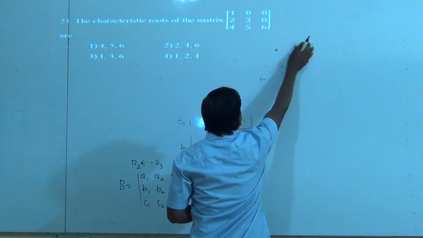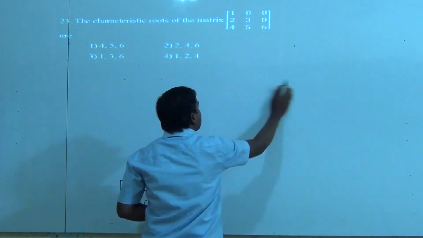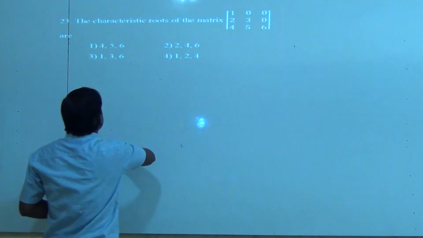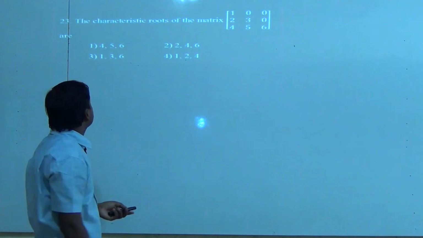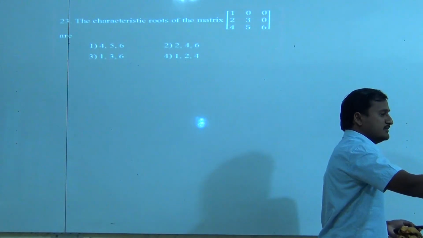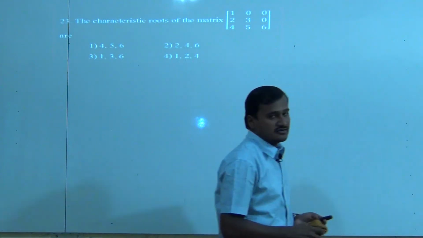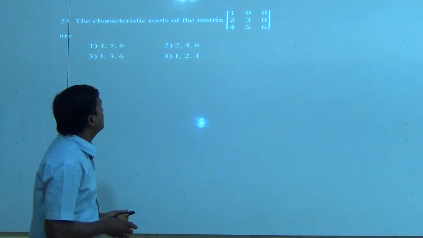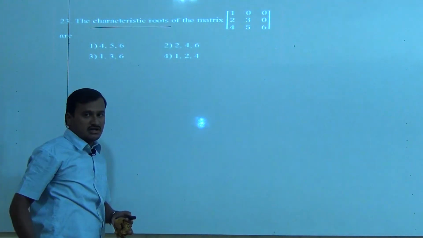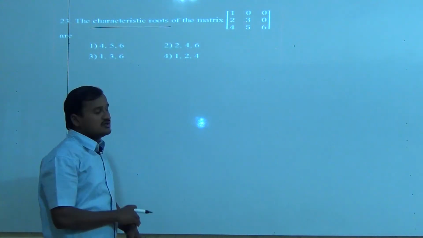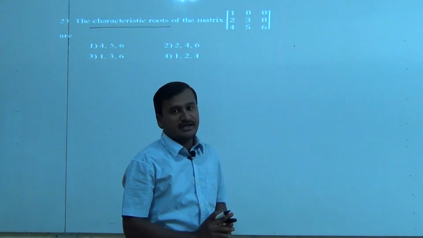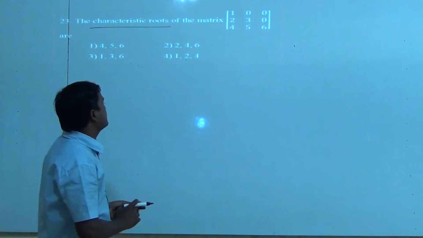Okay, this one. So here they have given a matrix of order 3 cross 3. Then here we should find the characteristic roots, right? So here we should know what is meant by characteristic roots and what is meant by characteristic equation.